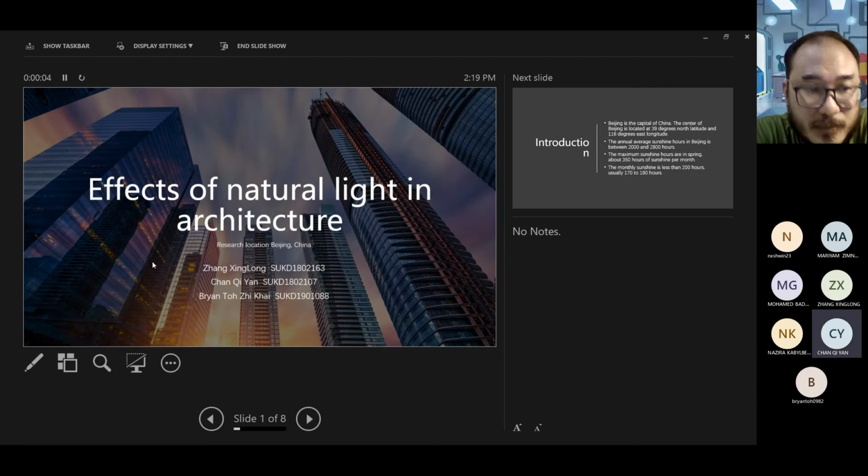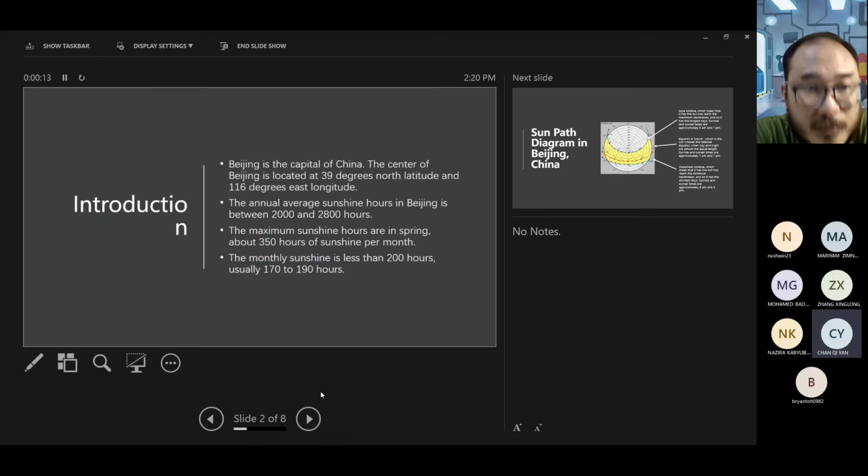Good morning. Our group is presenting about the effect of natural light in architecture in Beijing, China. First of all, Beijing is the capital of China. The center of Beijing is located at 39 degrees north latitude and 116 degrees east longitude. Besides, the annual average sunshine hours in Beijing is between 2,000 and 2,800 hours. The maximum sunshine hours are in spring, about 350 hours of sunshine per month.